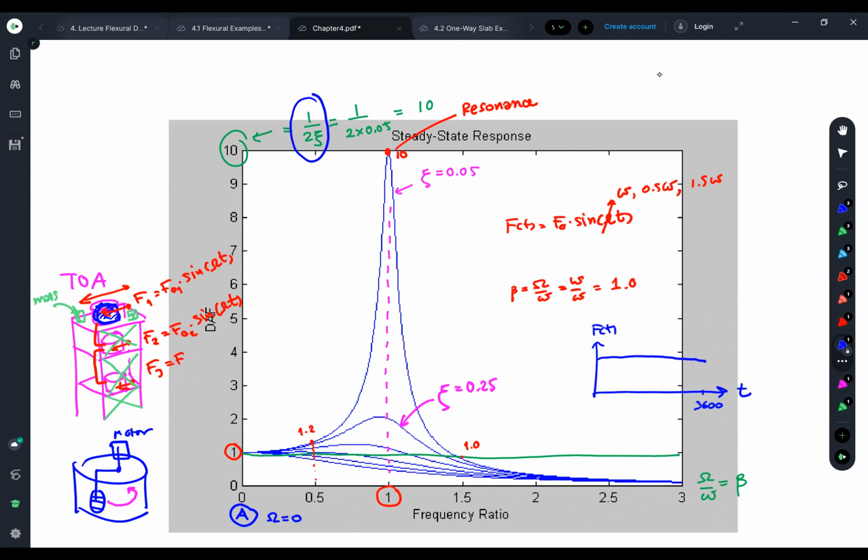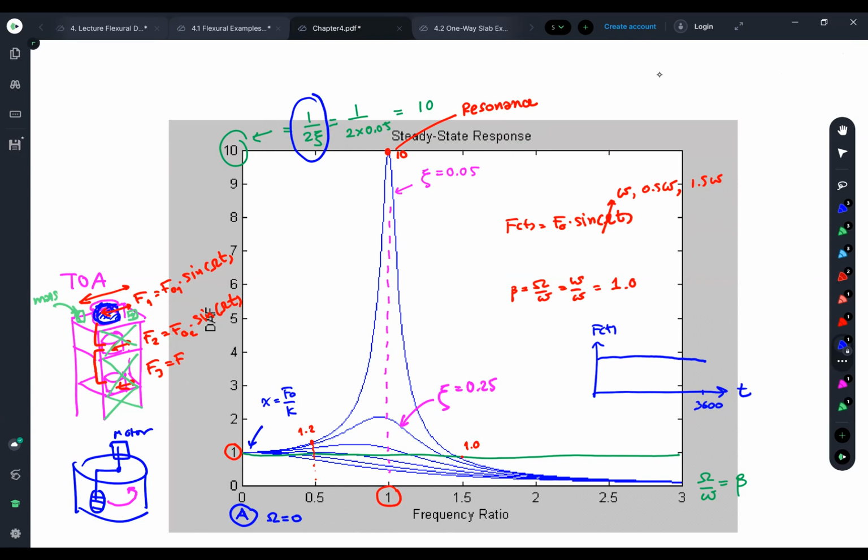Therefore, if your frequency is very, very small, in this case A, you can expect static deformations. When this is static, it means the deformation is explained by F equal to Kx. And your X here, maybe X there, is F0 over K. That's why the DAF is exactly 1. This is the static case. In other words, it's static.